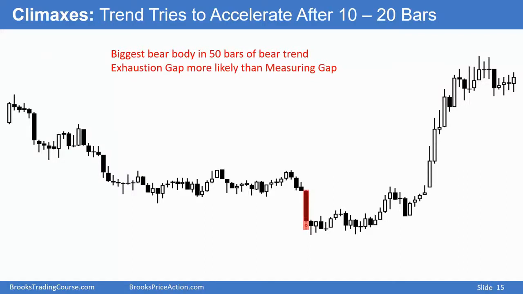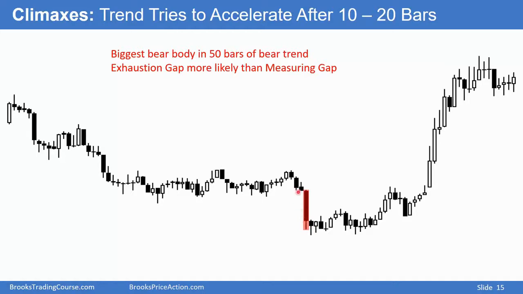We have a big bear trend bar, so it's a breakout, but it's occurring 20 or more bars into a bear trend. Here, it's occurring 50 or 60 bars into a bear trend. Whenever I see the biggest trend bar late in a trend, the odds are it'll be an exhaustion gap, not a measuring gap. It sometimes is a measuring gap, but 60% of the time it ends up as an exhaustion gap and the gap closes.